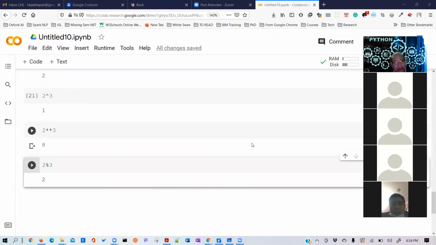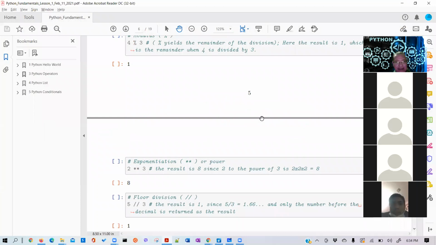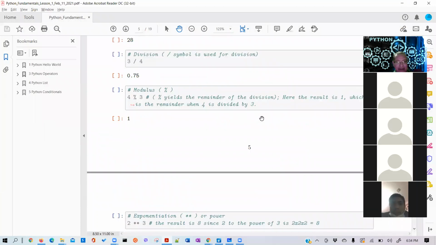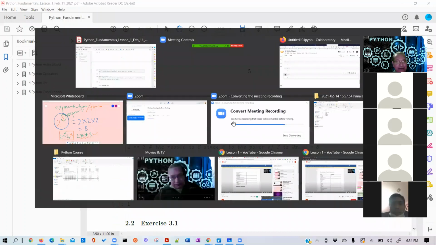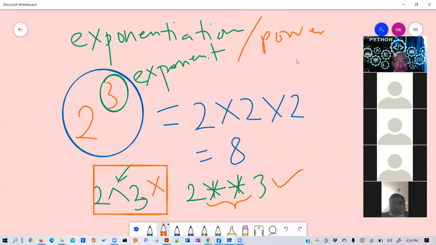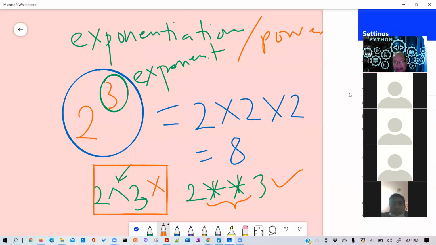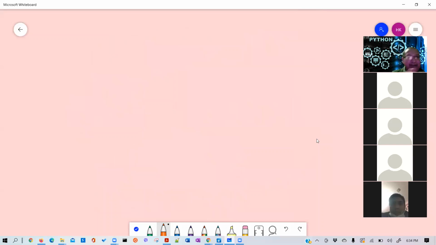So now we know some of these operators: plus, minus, addition, subtraction, multiplication, division, modulus, exponentiation, and there's another one called floor division. Does anybody have any idea what floor division is? Okay, let me explain.